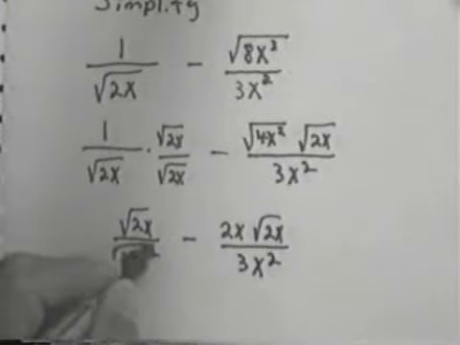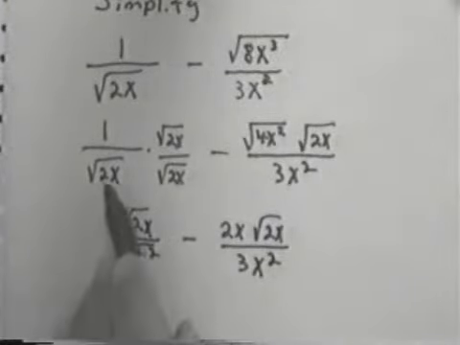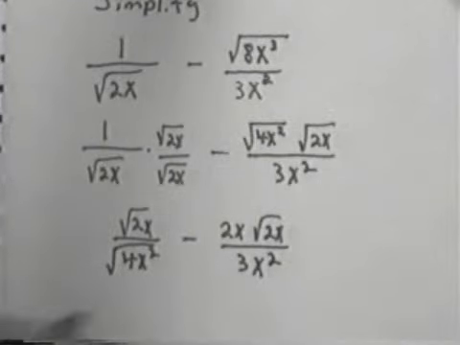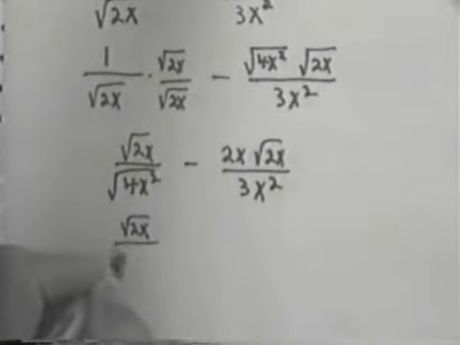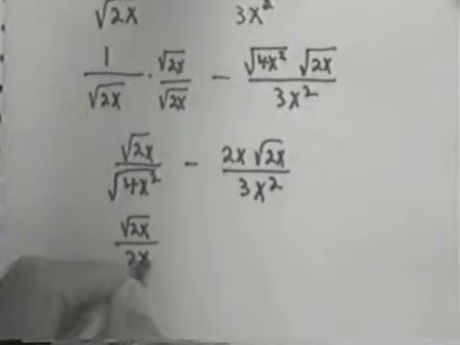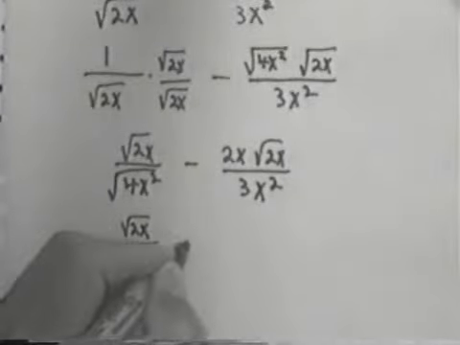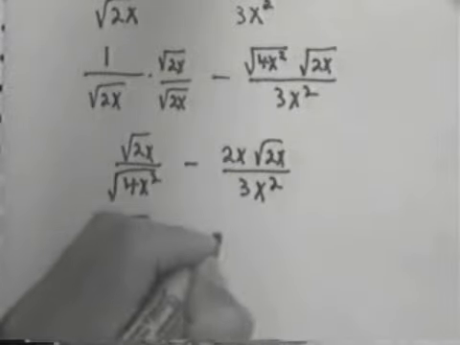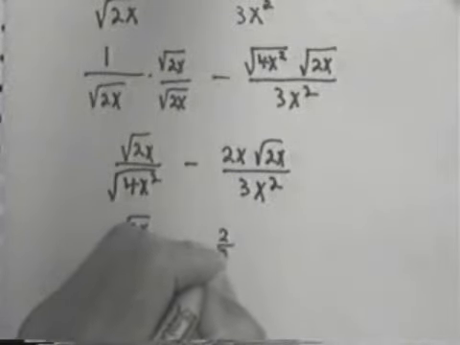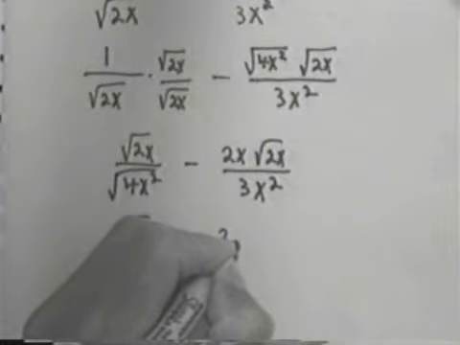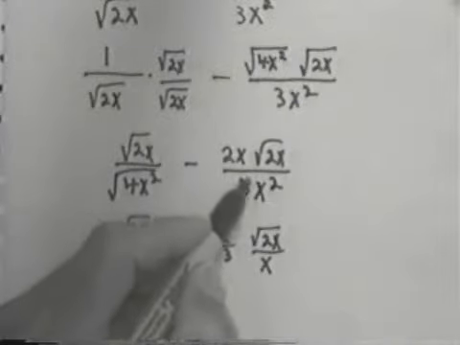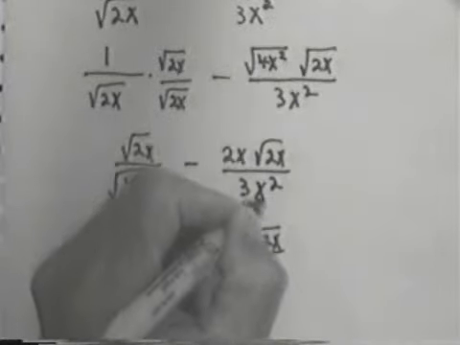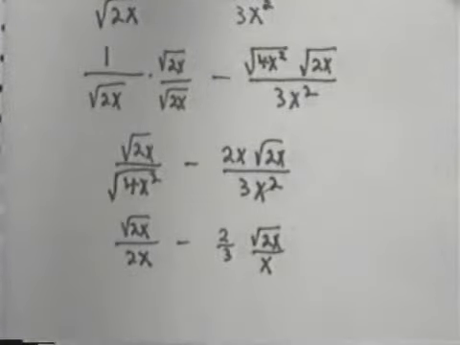And I've still got the square root of 4x squared here. The square root of 2x times the square root of 2x is the square root of 4x squared. So now I have the square root of 2x over the square root of 4x squared, which is 2x, minus 2/3 times the square root of 2x over x. Because notice, this x will cancel with one of those x's, leaving me with x.